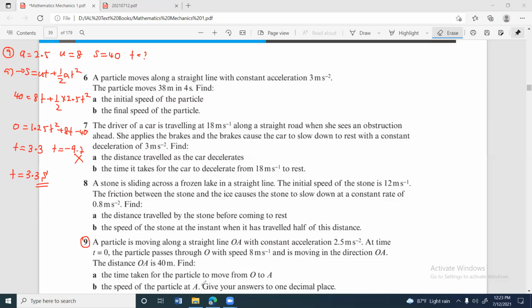Then the speed of the particle at A. We can apply V equals U plus at. U is 8, a is 2.5, into time 3.3. So 8 plus 2.5 into 3.3 is roughly 16.25. 16.25 meters per second would be the final answer for this question.